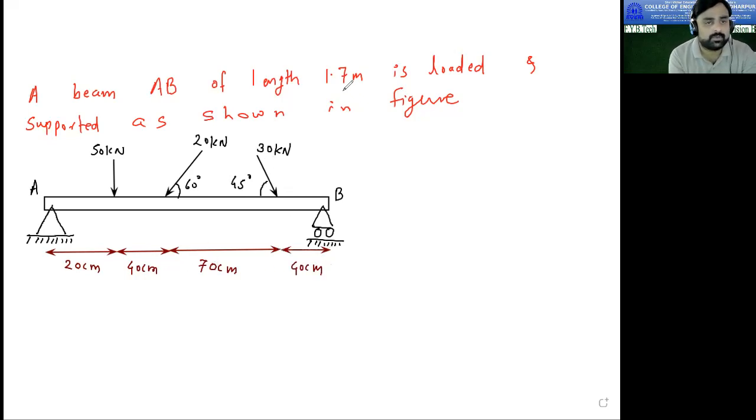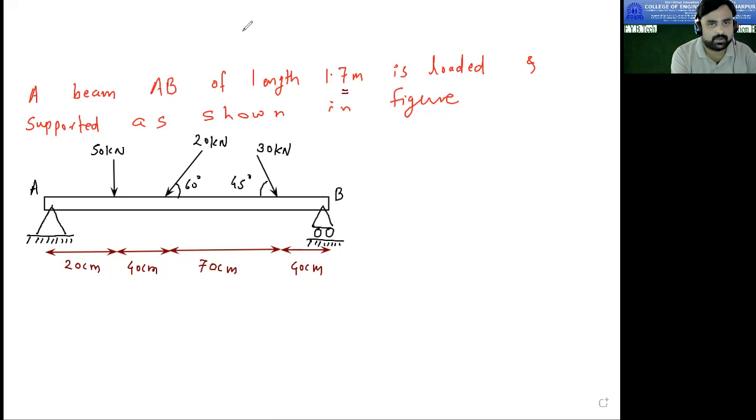So the total length is 1.7 meter. If you see here, 70 plus 40 is 110, 110 plus 40 is 150, plus 20 is 170. So it is 1.7 meters. Now this is given in centimeter, so in meters you can say 0.2 meter, 0.4 meter, 0.7 meter, again 0.4 meter. This is the division of the total length. Now the numerical is we need to find out the reactions.